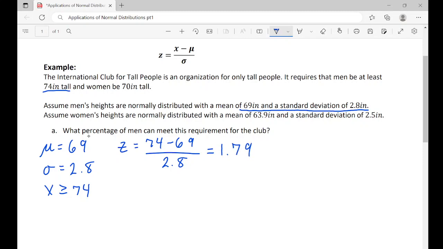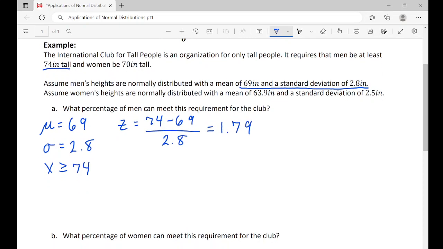Now we have to find the area, or the probability, or percentage of this. Our x value is greater than or equal to 74, so we want everything from 1.79 going to the right. We want it to be more than that. So I'm going to use the calculator, and we're going to go to normal CDF.